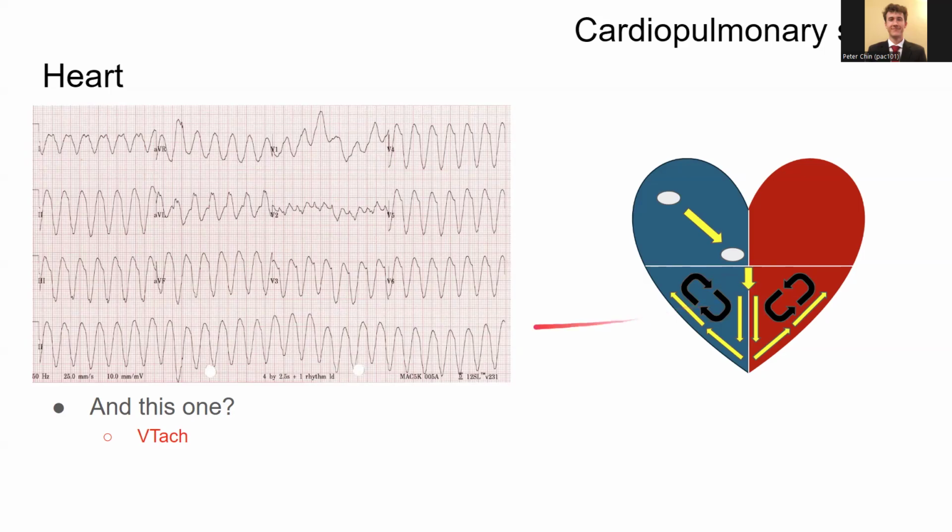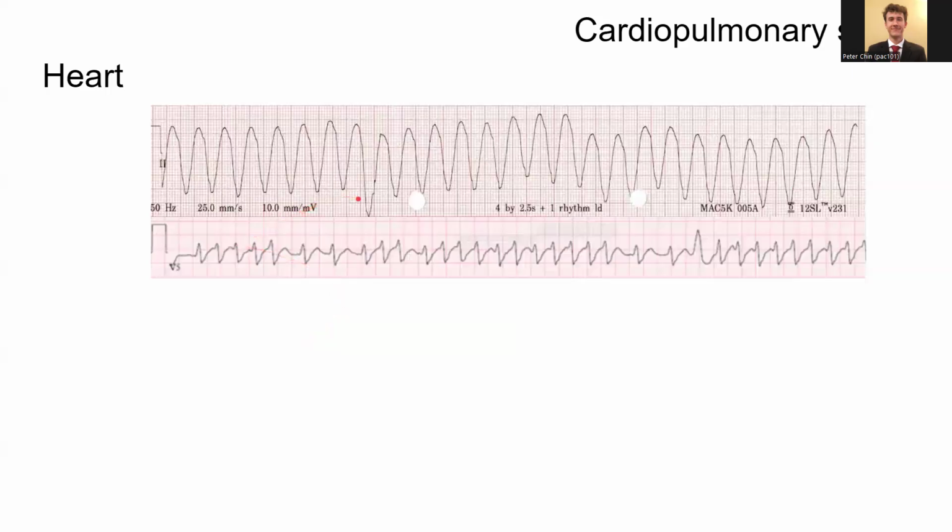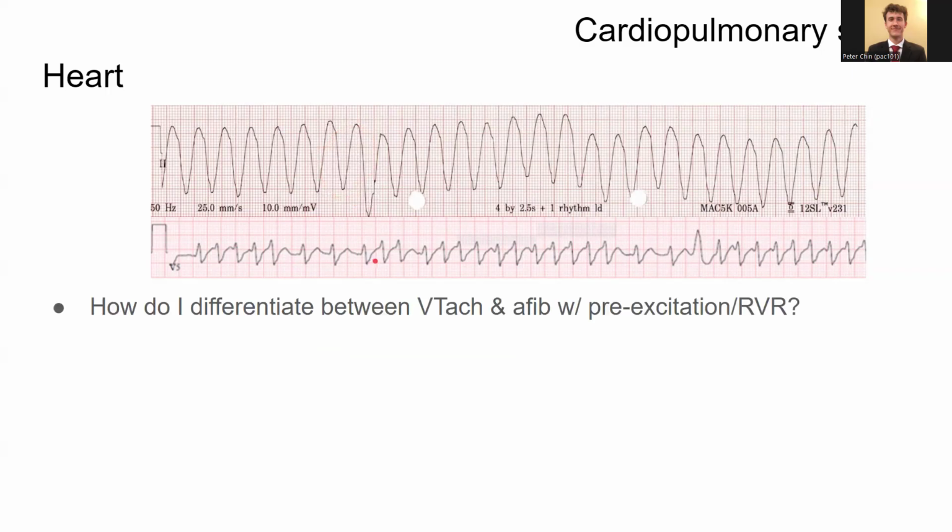As a result, the QRS complex, if you could call it a QRS complex, gets wider because it takes more time to depolarize the entire ventricle. That's what produces this regular wide complex tachycardia. Okay, so here's the comparison of the rhythm strips between VTAC and AFib with Wolff-Parkinson-White.